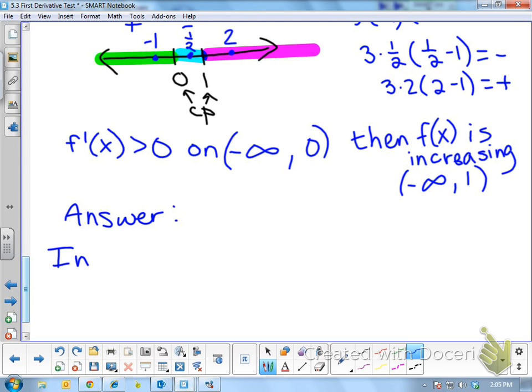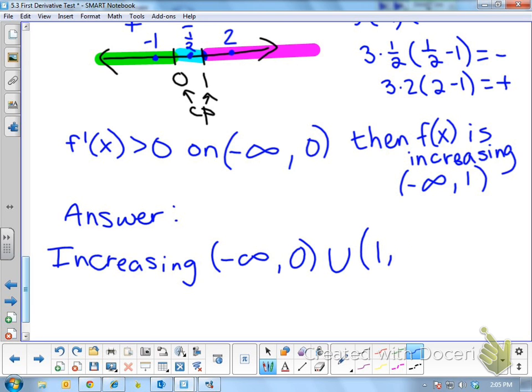We are increasing from negative infinity to 0. And then have you guys seen the union symbol before? Yeah, it's just set notation's way of saying and, basically. And 1 to infinity. That's where my intervals were positive. And then we are decreasing from 0 to 1.